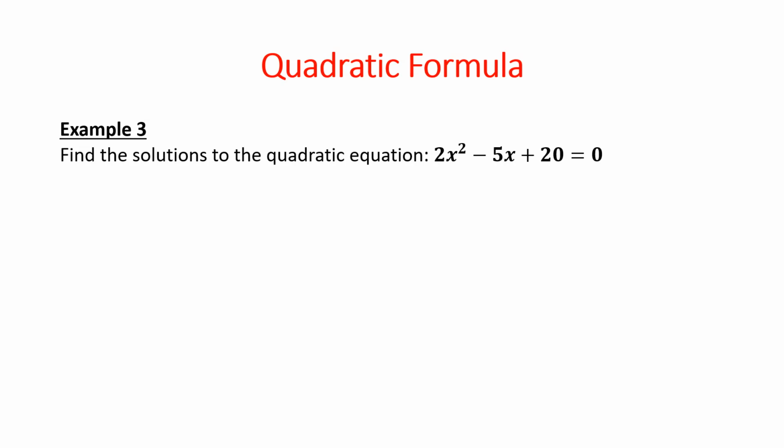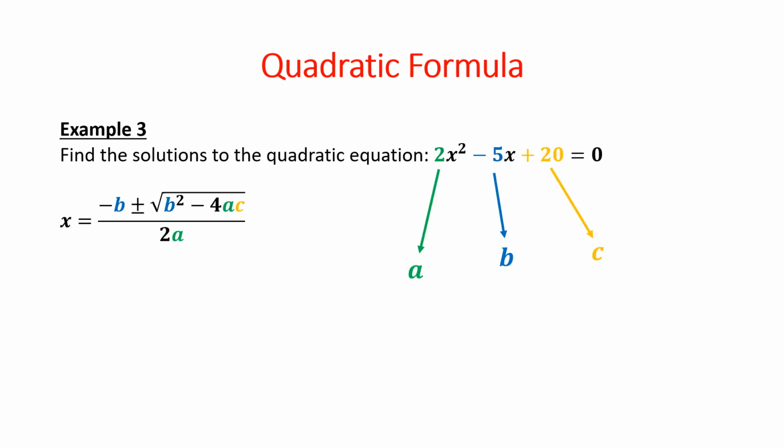All right, well, we're finally up to our third example. Find the solutions to the following quadratic equation. 2x squared minus 5x plus 20 equal to 0. Let's use the quadratic formula once more. So the values of a are 2, b is negative 5, and c is 20. So let's substitute these in.